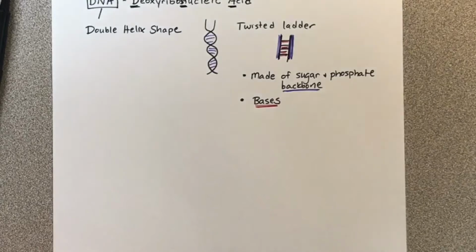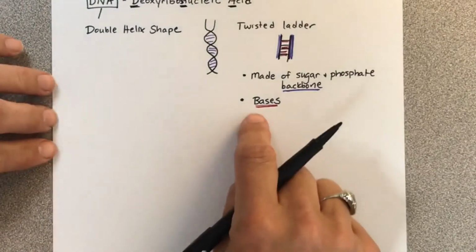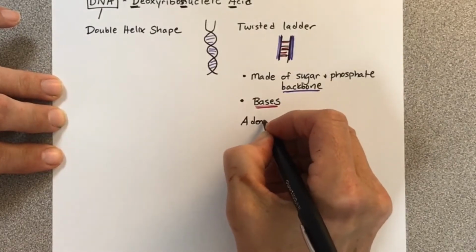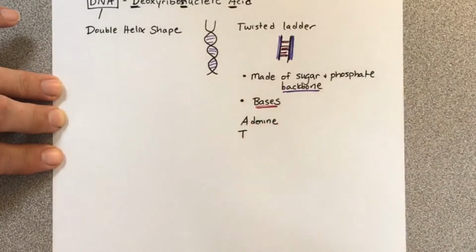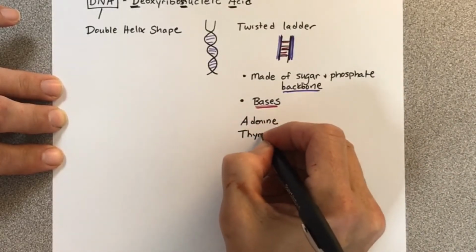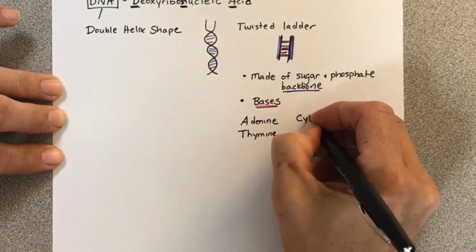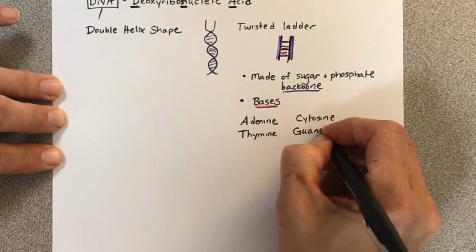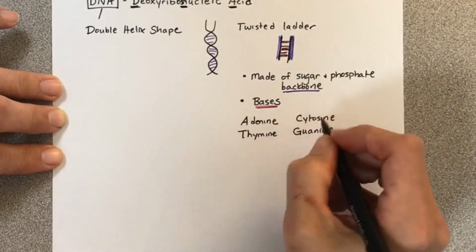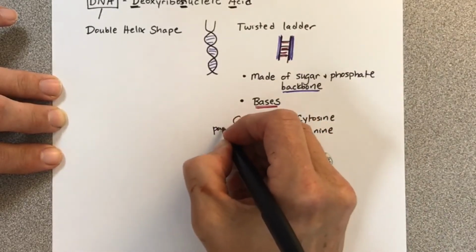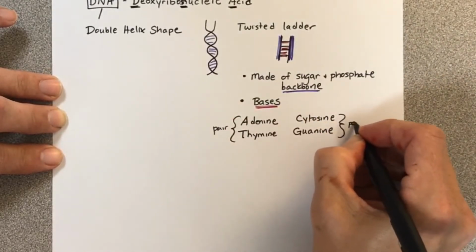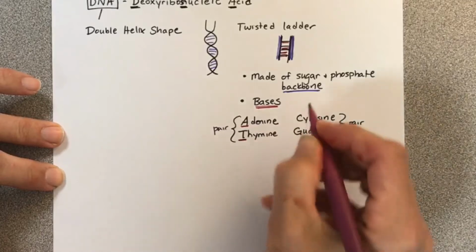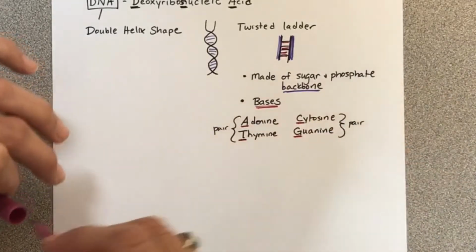There are 4 bases that make up DNA. They always pair together. Adenine always pairs with thymine, and cytosine always pairs with guanine. So A, T, C, and G. These are a pair, and these are a pair. They are often referred to by their letters, A, T, C, and G.